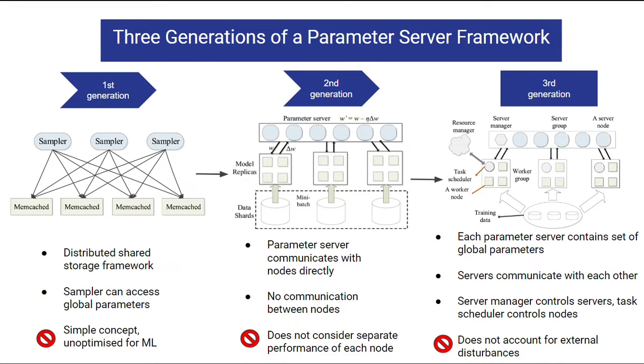The second generation severed connections between the nodes, allowing only the parameter server to communicate with the nodes. And the third and current generation is the most advanced at the moment. Here, separate servers contain the global parameters and the servers can communicate with each other. Here, server managers control the servers and task schedulers control the nodes, but it does not account for external disturbances.